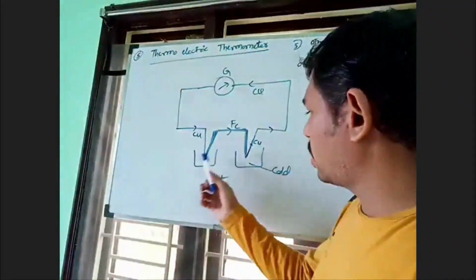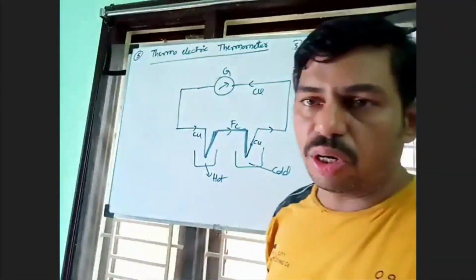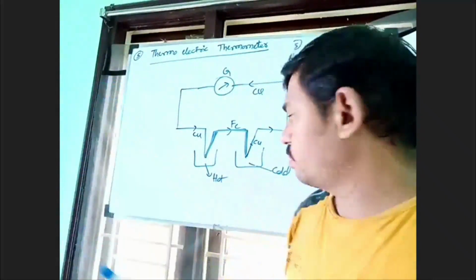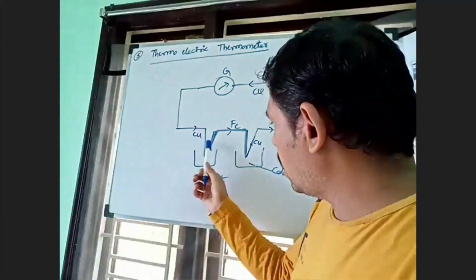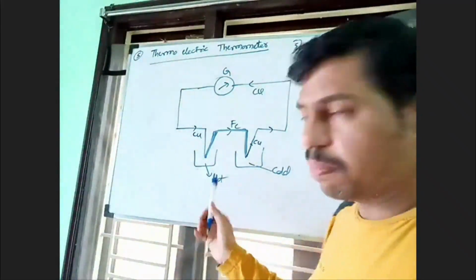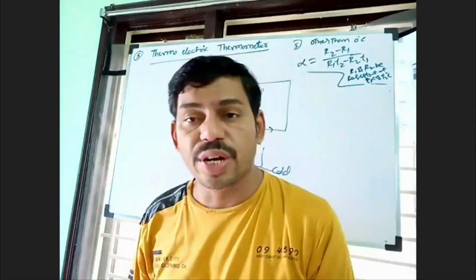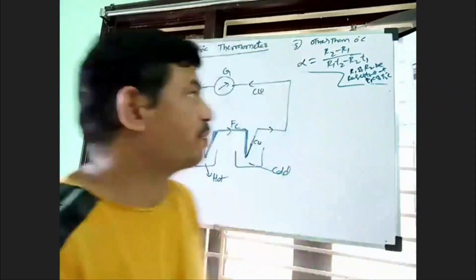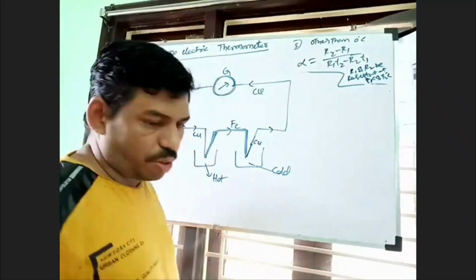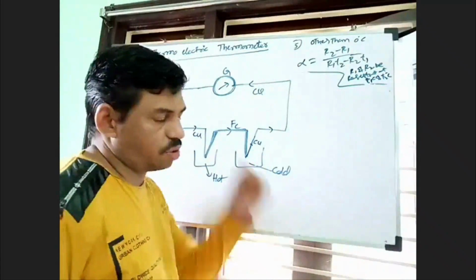Two dissimilar metals are joined to form a closed circuit with two junctions. A junction means two different metals are kept in contact, the copper wire and the iron wire. One junction is kept in hot water, the other junction in cold water, and an EMF is induced in the circuit. EMF is induced means current also flows in the circuit.